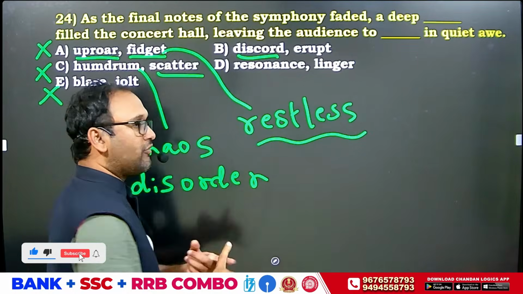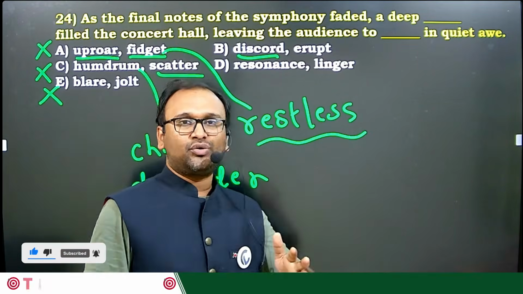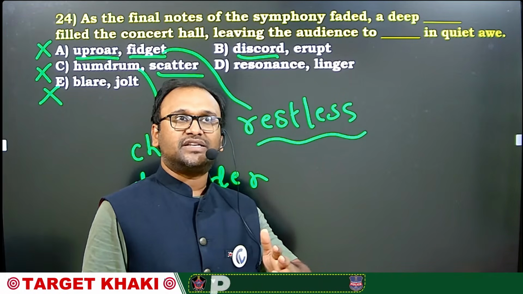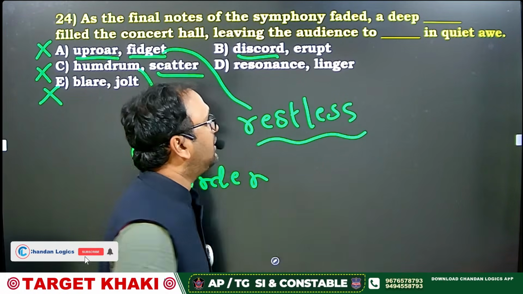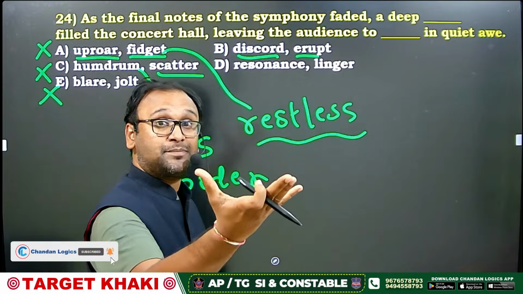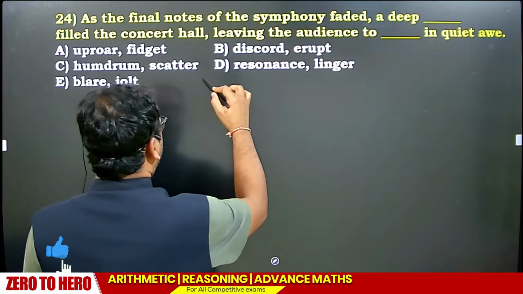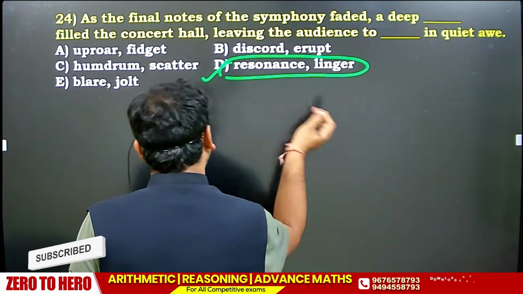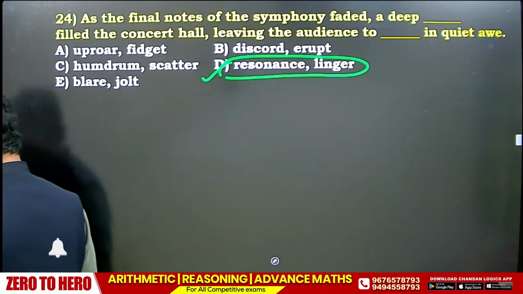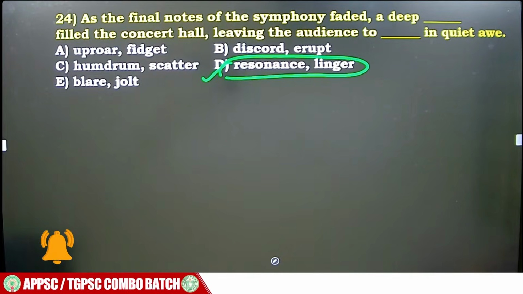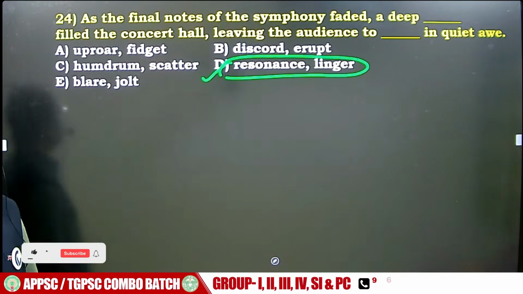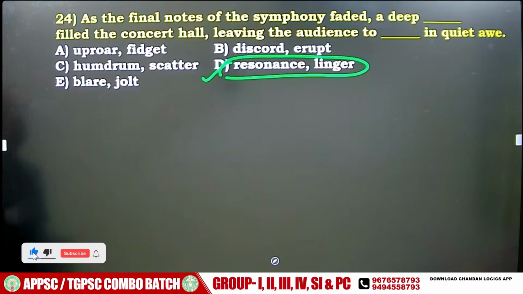Discord means no unity, no friendship, negative. Erupt, volcano eruption, all negative. Probably this can be some better option because it is either neutral word or it is positive word. Slightly neutral, slightly positive word.